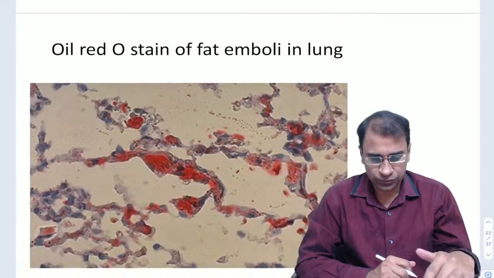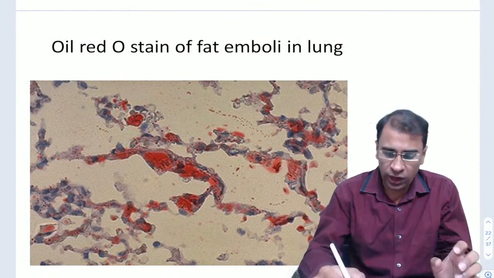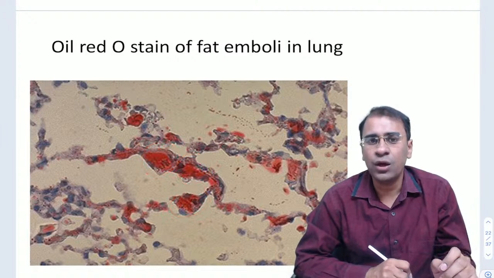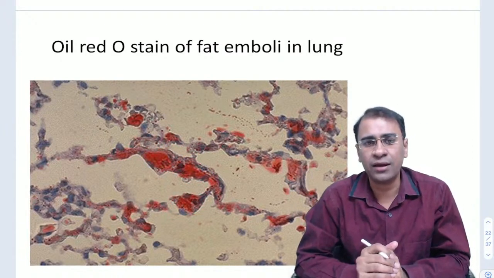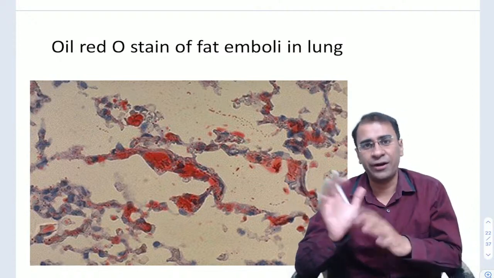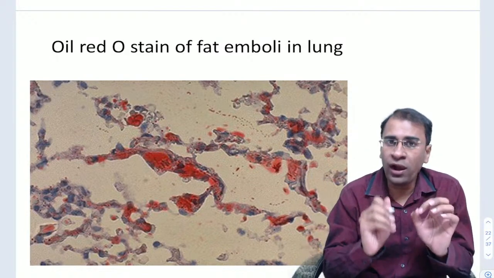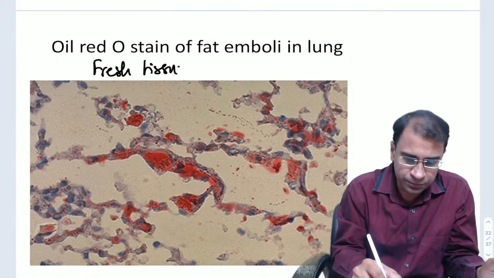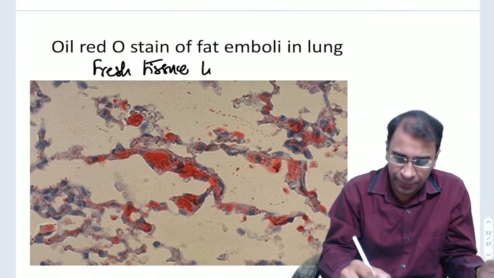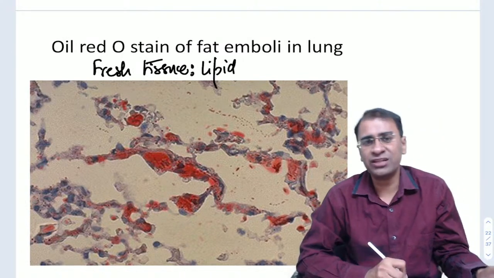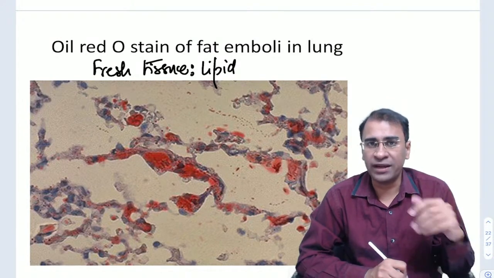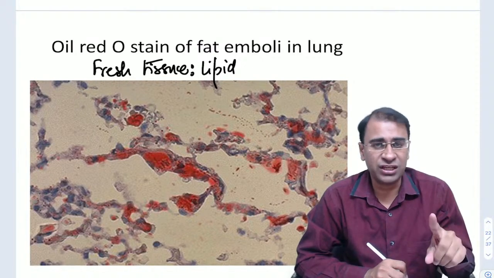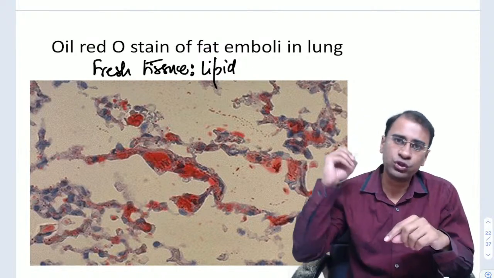Okay. Next one is oil red O. Look at these red color structures. These are all the fat areas. Now this is an example of fat emboli in the lung, which can be diagnosed with oil red O. Now a question that was asked recently is, oil red O stains what? The answer is fresh tissue lipid. If you want to stain fresh tissue lipid, you will use oil red O. What does it mean? It means before doing a fixation, if you want to stain a lipid, use oil red O.